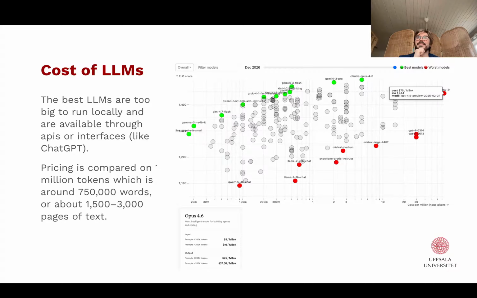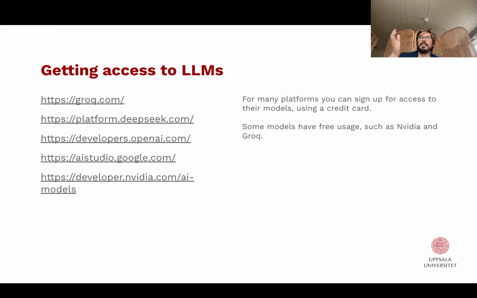But overall, the best models are usually available through either an interface like ChatGPT or Gemini, or through a paid API where you pay for how much you use of the model. And there are a bunch of ways to get access to these LLMs. You can use a platform called Grok, which has different models, open source models, and you can use DeepSeek, which is a common model, OpenAI, of course, Google, and NVIDIA.